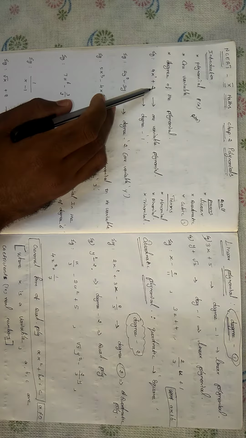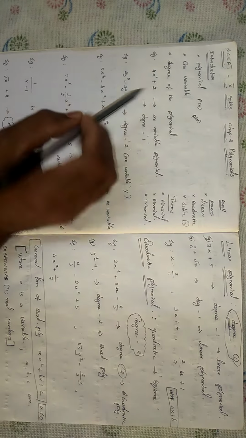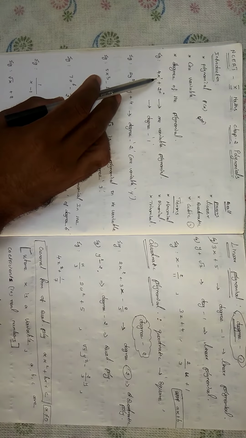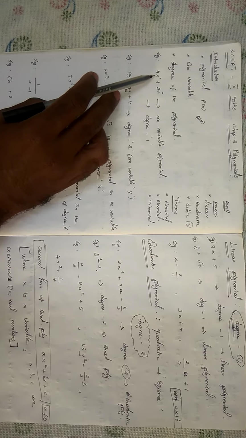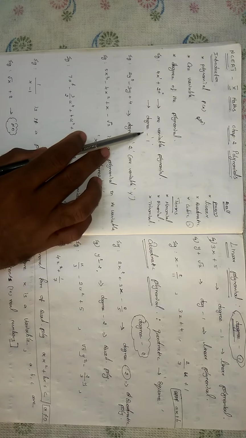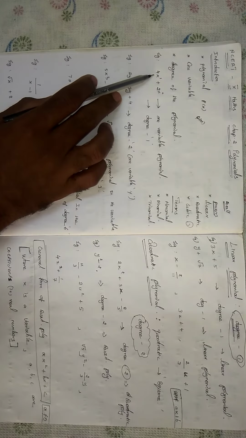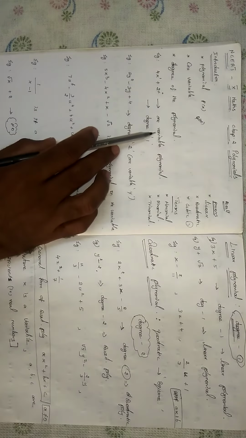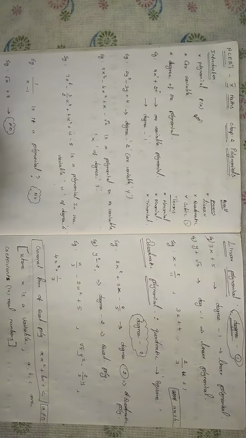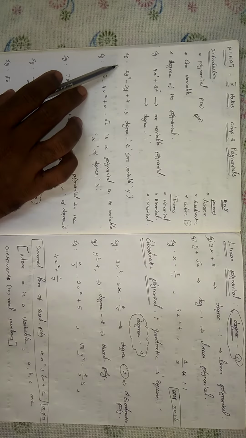Here it's a constant term. In this constant term, the variable power is 0, so x power 0. Here the highest power is 1. Therefore, the degree of this polynomial is 1. It has only one variable, so it is a one variable polynomial of degree 1. Are you all clear? One more example.